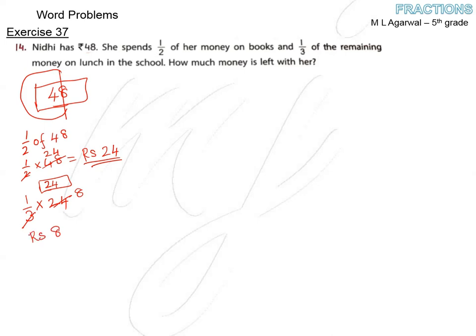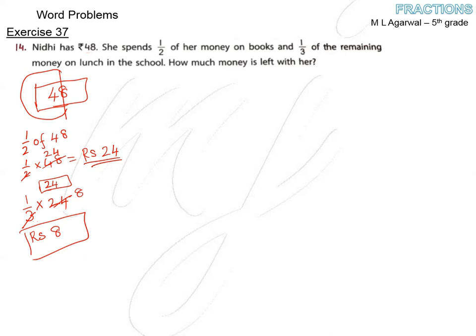Got it? How to solve this? I have 48 rupees, half of 48 becomes 24. So I subtract 24 from 48 and I will be left with 24 rupees in my pocket. Now 1/3 of that I am going to spend on lunch in the school. So 1/3 of 24: 3 ones are 3 and 3 eights are 24. So how much money is now left in my pocket? 8 rupees. Clear? Let us do it with a block diagram.